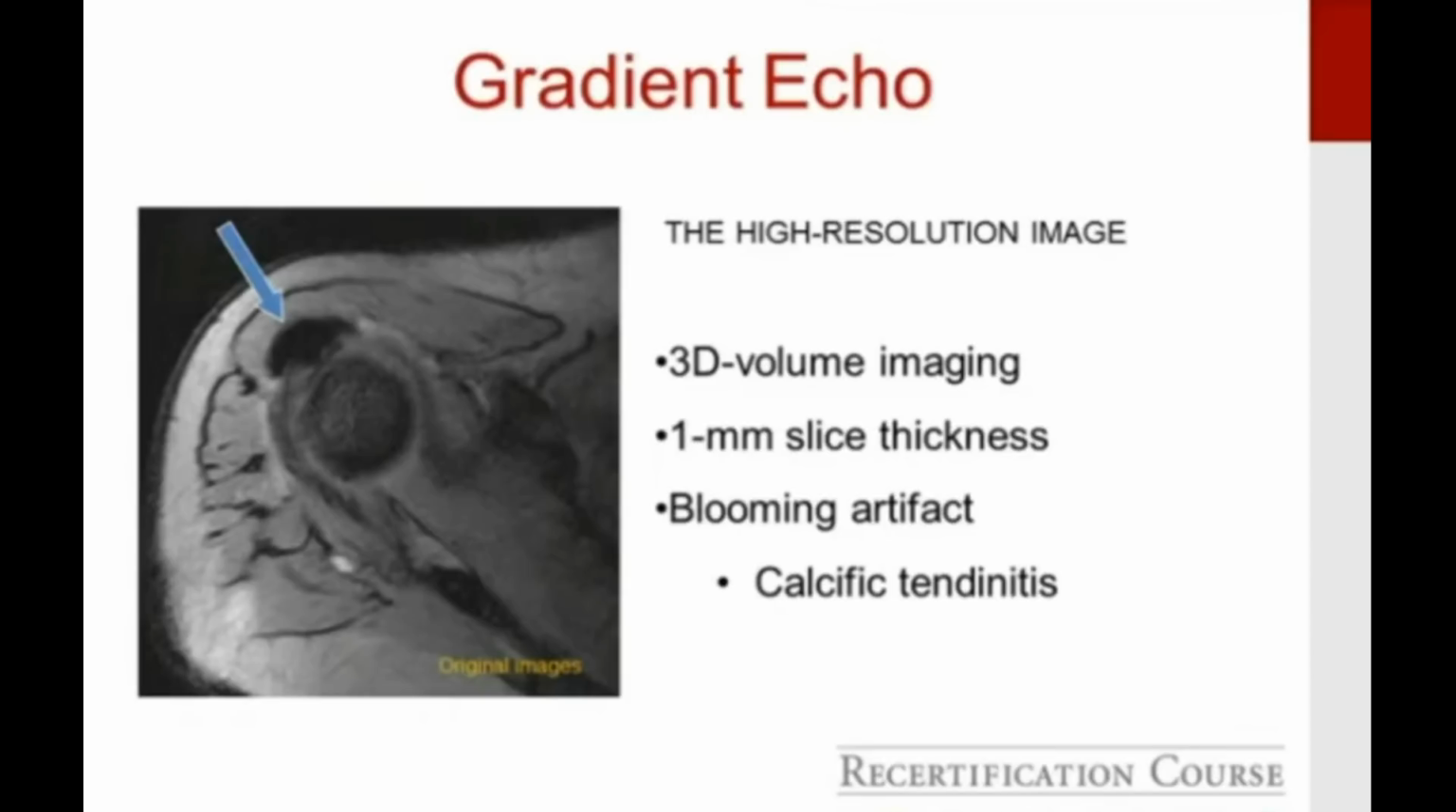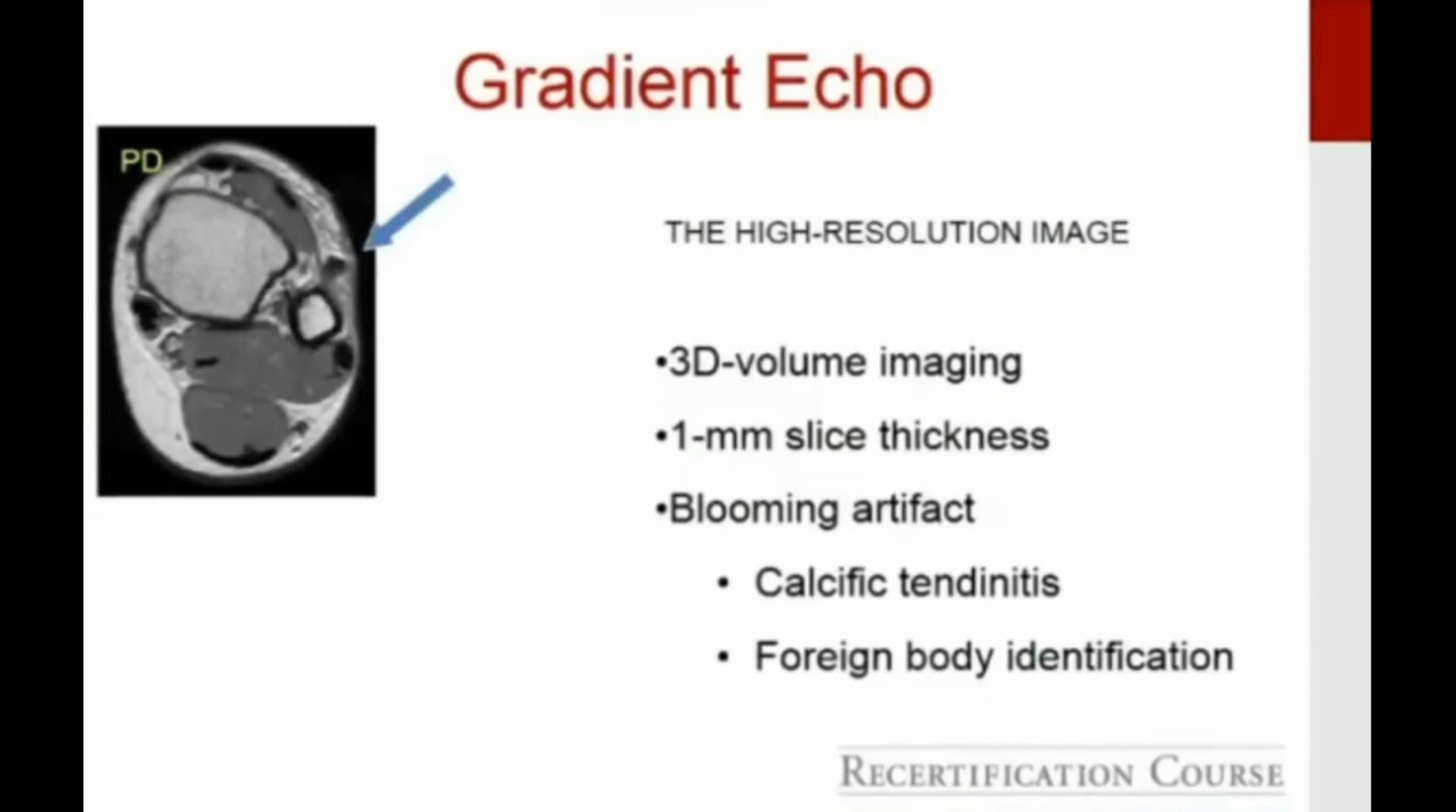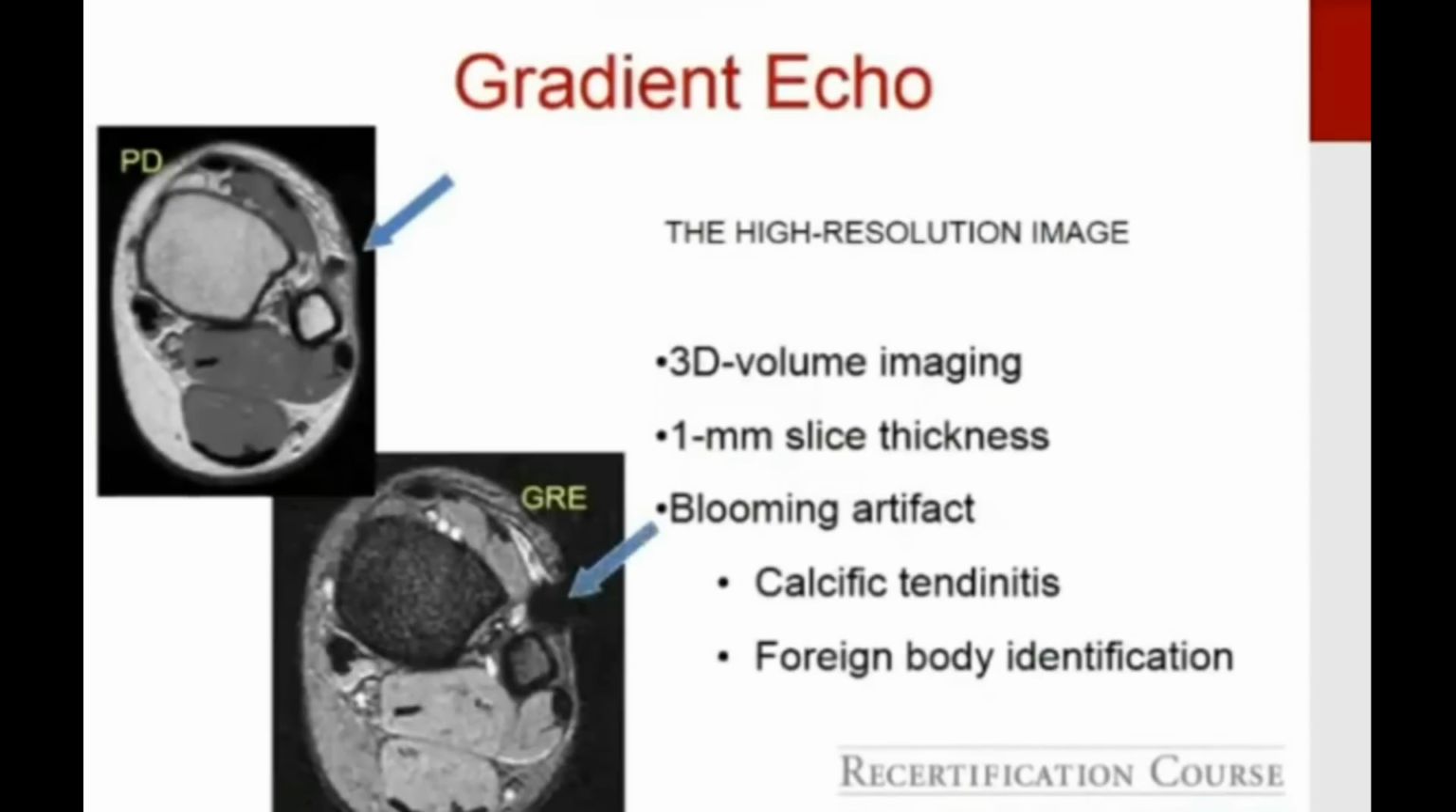This is a case where there's a suspected foreign body in the anterior soft tissues along the lateral aspect of the ankle. Here's a proton density image showing a focal area of low signal abnormality. And when we do the gradient echo imaging, we see that this area blooms or gets much larger. So it can be very helpful in identifying foreign bodies within the soft tissues. So that's part of the role of the gradient echo imaging.